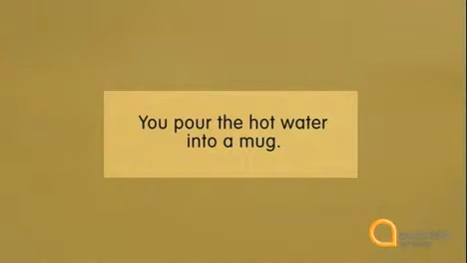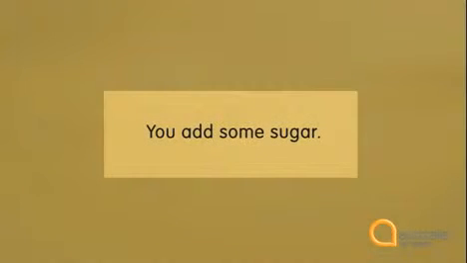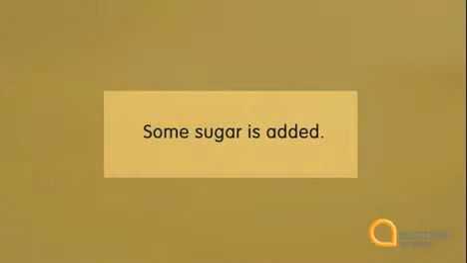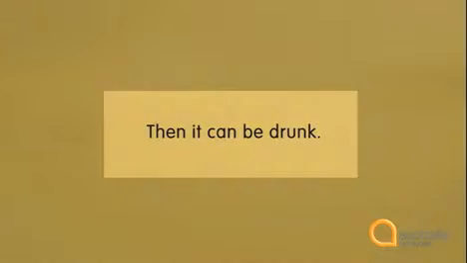You pour the hot water into a mug. The hot water is poured into a mug. You add some sugar. Some sugar is added. Then you can drink it. Then it can be drunk. But we'd usually say, then it's ready to be drunk.